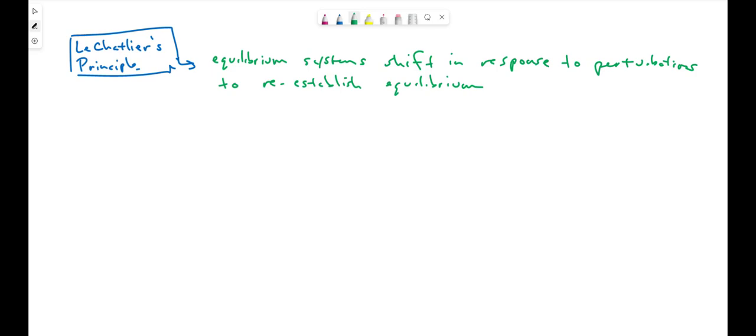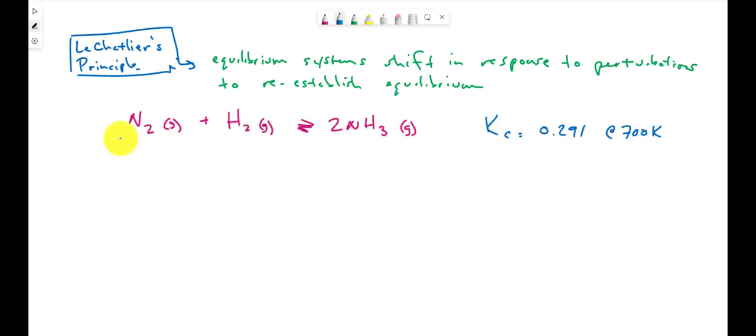And so we're going to talk about a variety of possible perturbations, but we're going to start with concentration. So what happens when you add more of a reagent or more of a product, or you remove one or the other? How will the system shift to re-establish that equilibrium position? So let's start with this example.